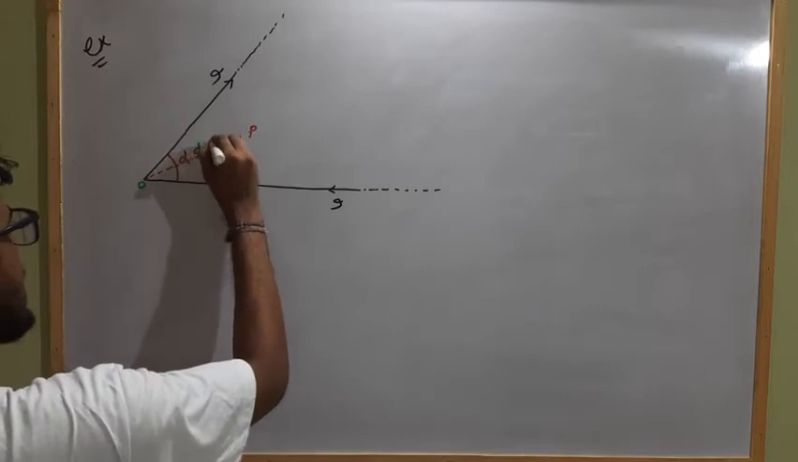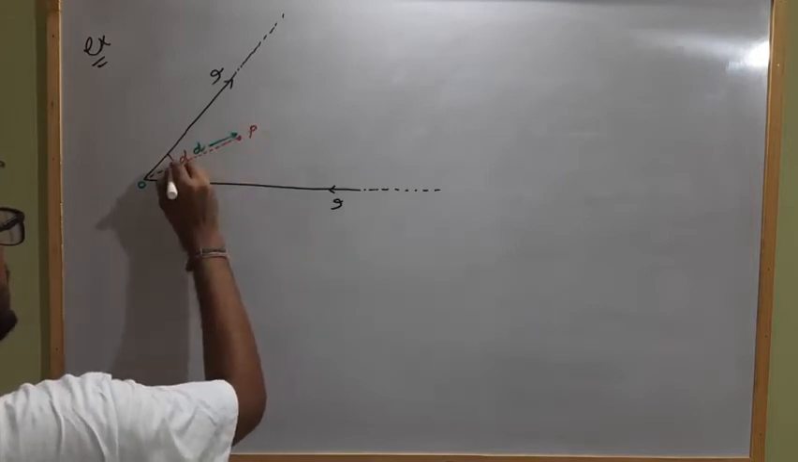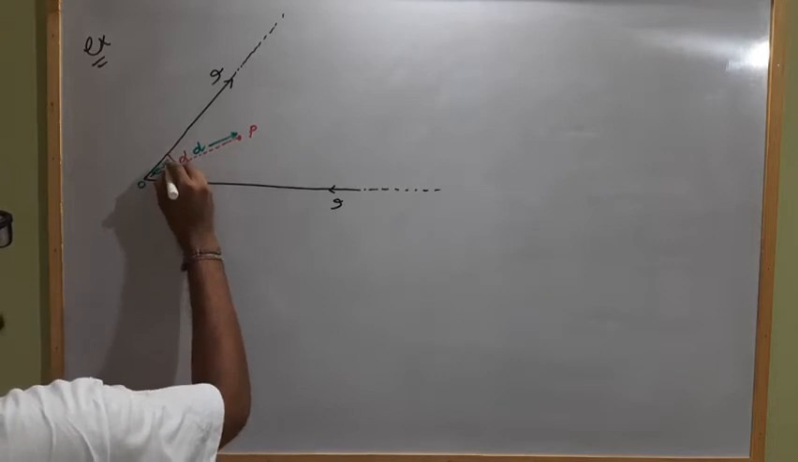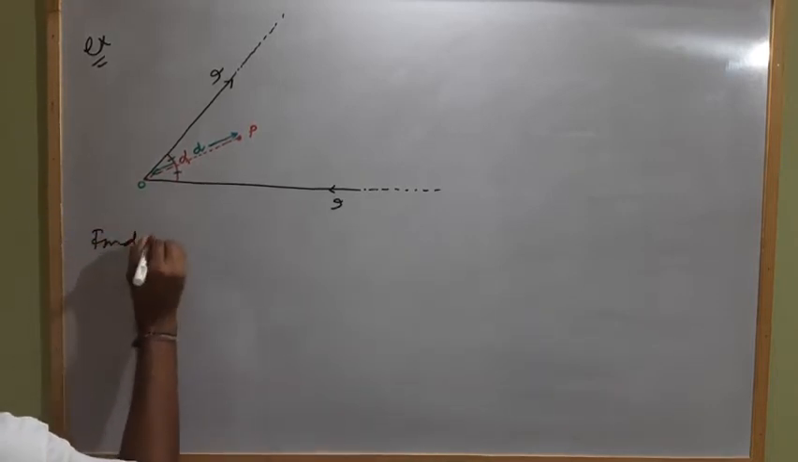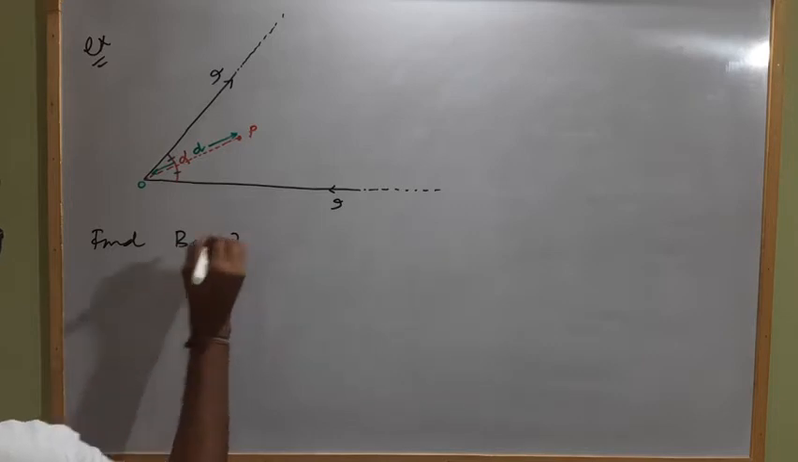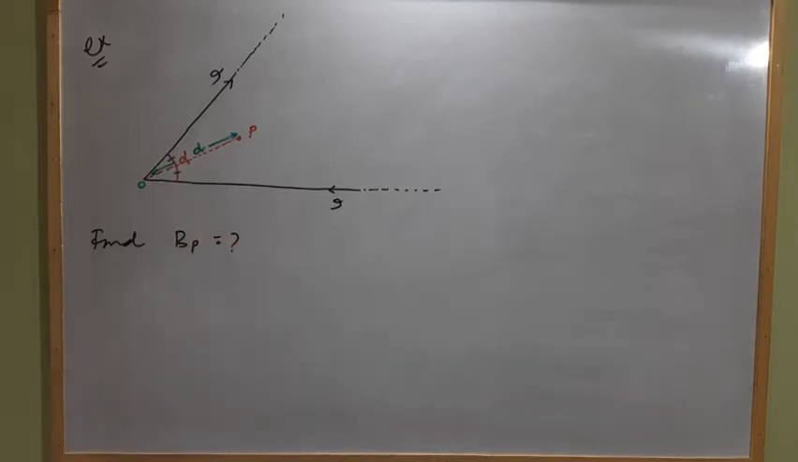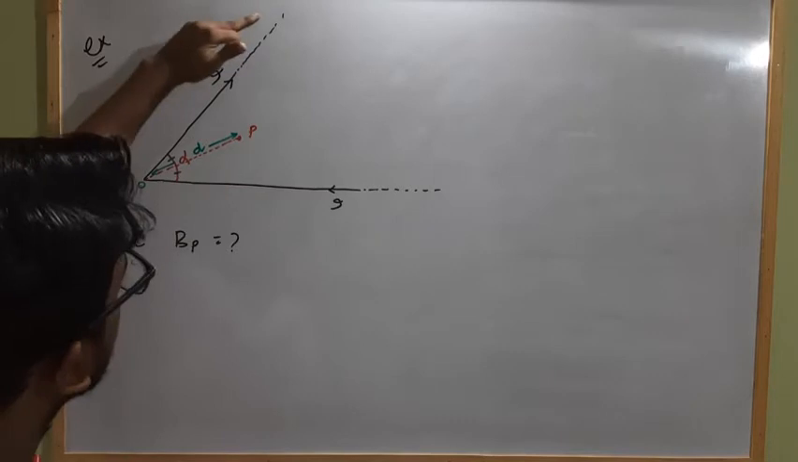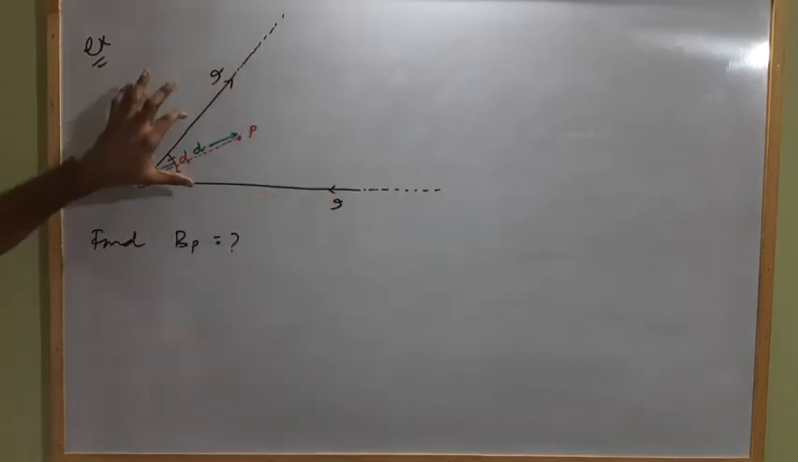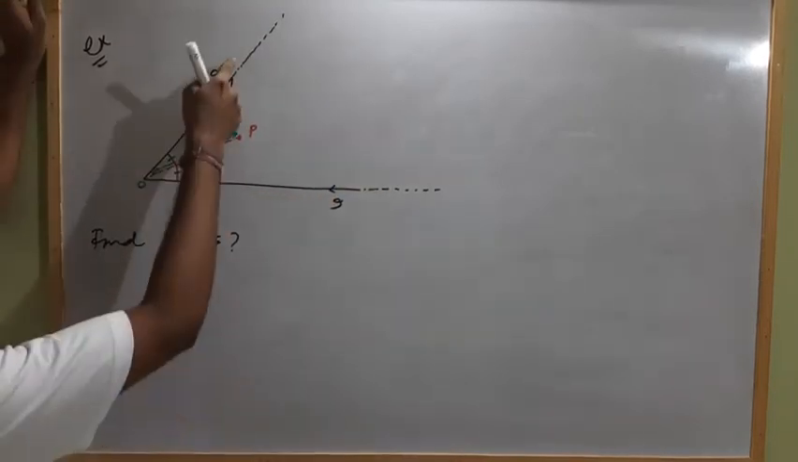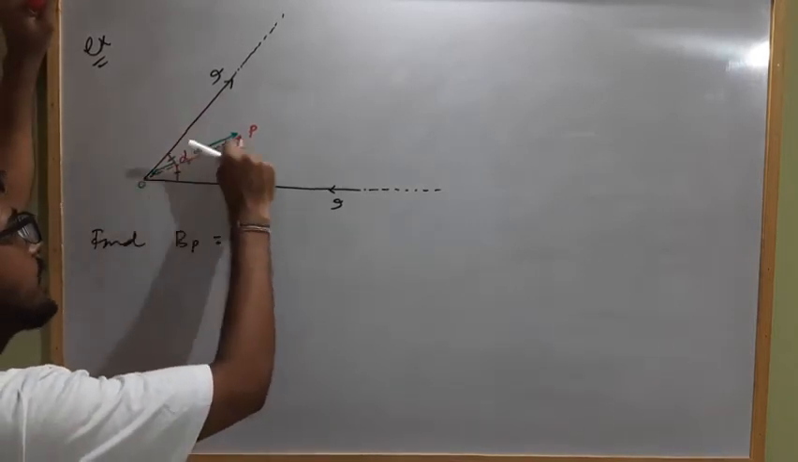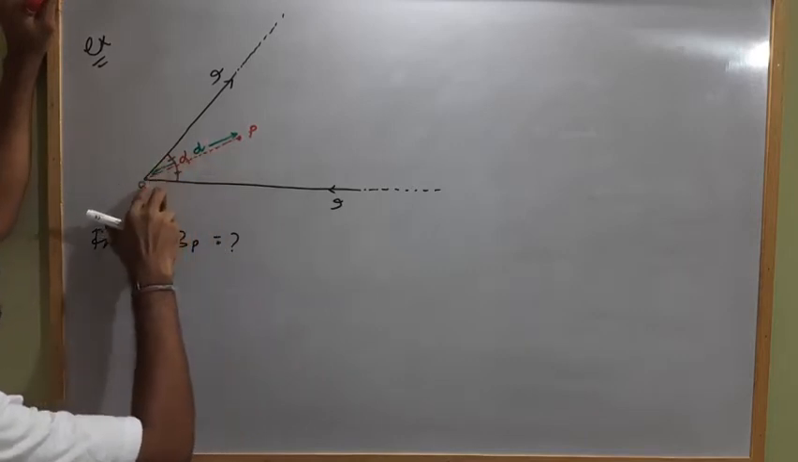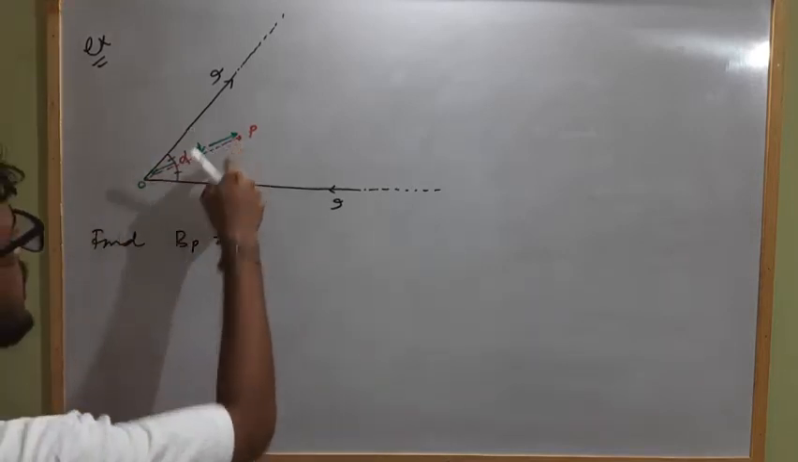This distance is D, and this is the angle bisector. So now find B at P. This is an infinite long straight current carrying conductor which is bent like this as shown in the figure, and this angle will be alpha, and the point of observation P is on the angle bisector at a distance D from this point O. So what is the magnetic field strength at point P?